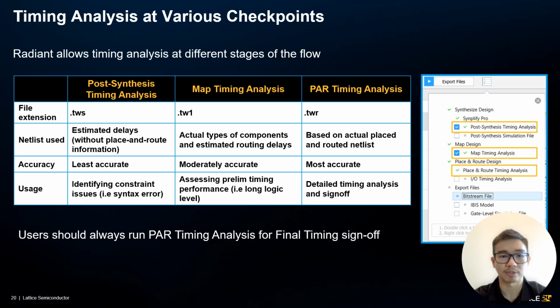Next, map timing analysis improves the accuracy by modeling the actual netlist components and estimated routing delays, and could be used to assess timing performance or identify bottlenecks in the design, such as long logic levels. The file extension here is .tw1. Path timing analysis, on the other hand, is based on the actual placed and routed netlist, and hence is the most accurate. It has a file extension of .twr and must be used as the final timing sign-off.